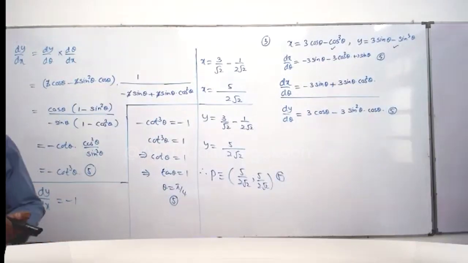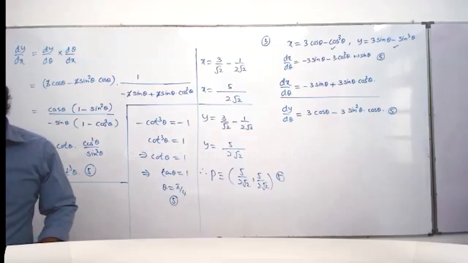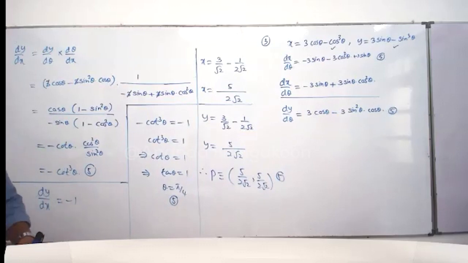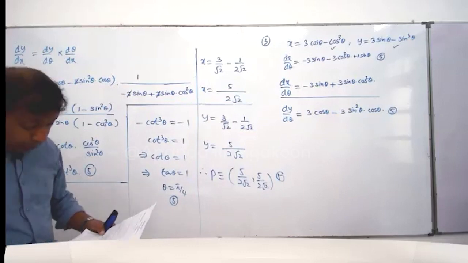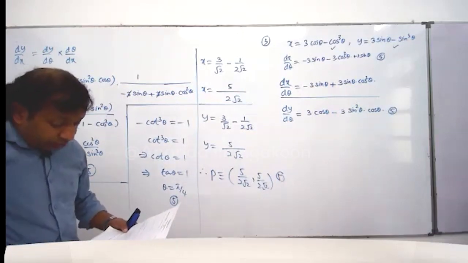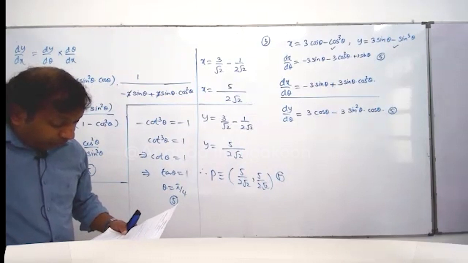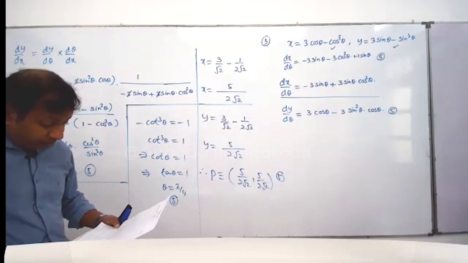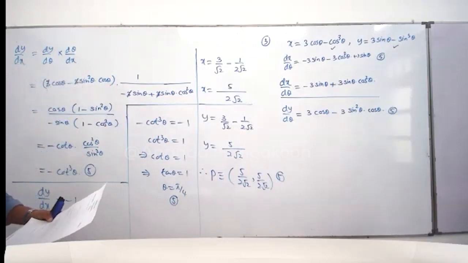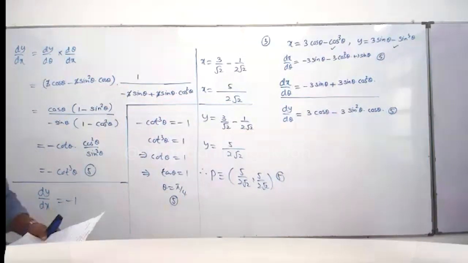Right. Next one, question number 4. L1 and L2 be the straight lines given by 3x minus 4y equals 2a and 4x minus 3y equals 1 respectively. Write down the equations of the bisectors of the angles between L1 and L2. Find the equation of the bisector of the acute angle between L1 and L2. Right. Let's see.